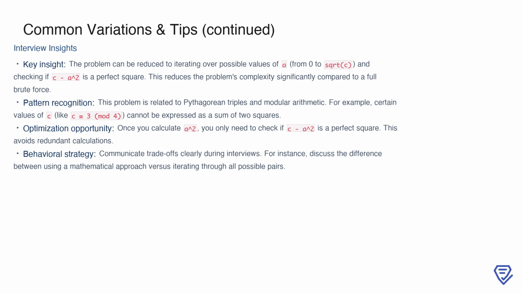Once you calculate a squared, the only remaining task is checking if c - a squared is a perfect square, which avoids redundant calculations. During an interview, it's also helpful to communicate trade-offs clearly. For instance, you could discuss the advantages of a mathematical approach compared to iterating through all possible pairs, showcasing your ability to evaluate different strategies effectively.